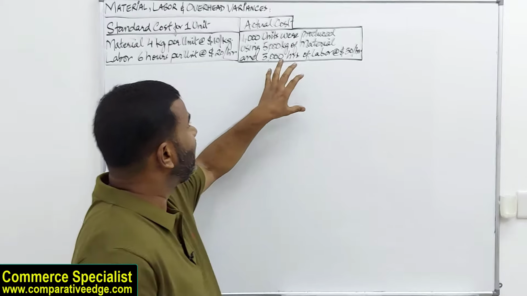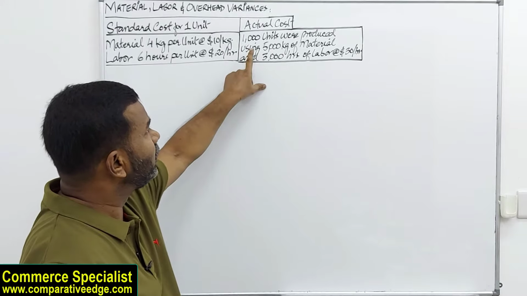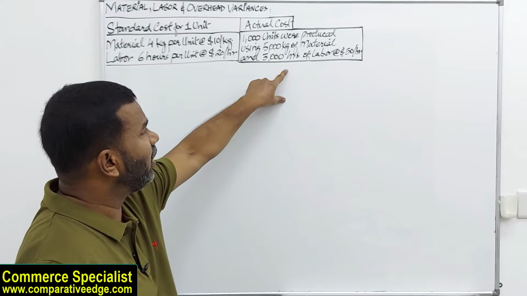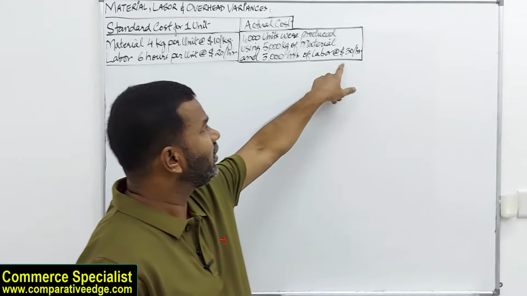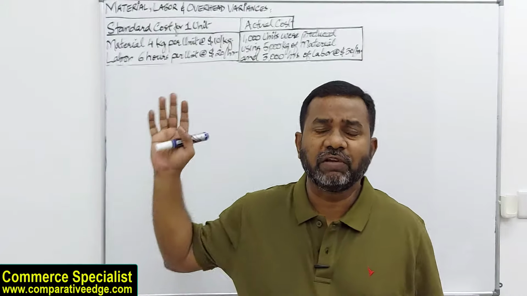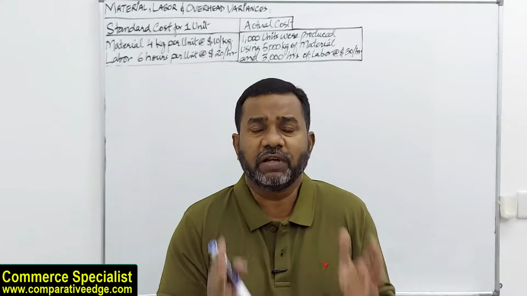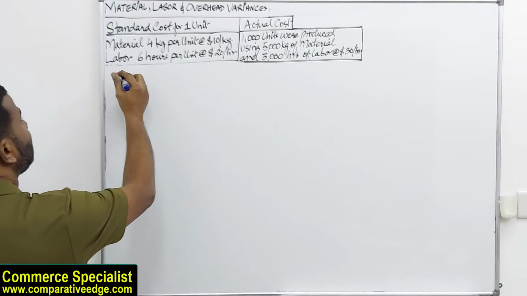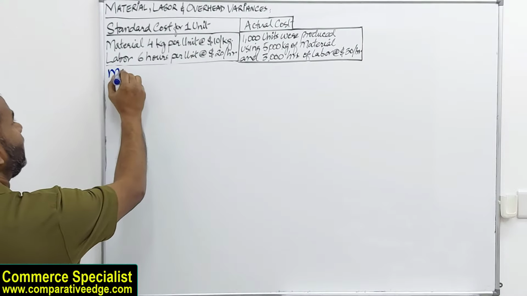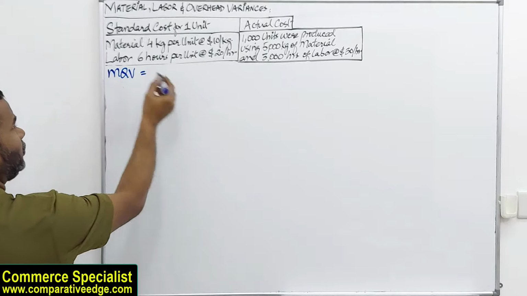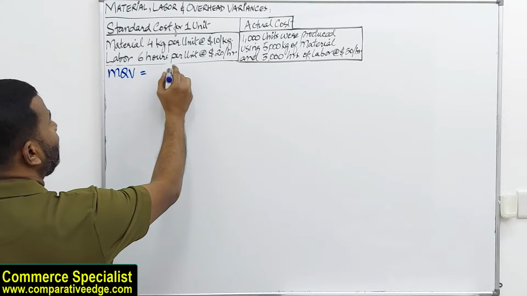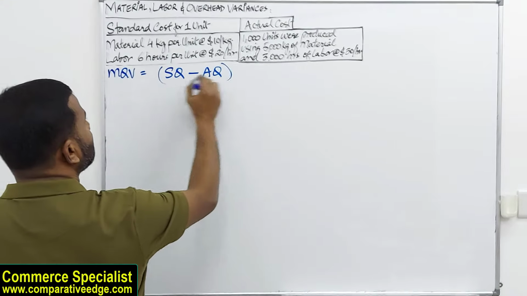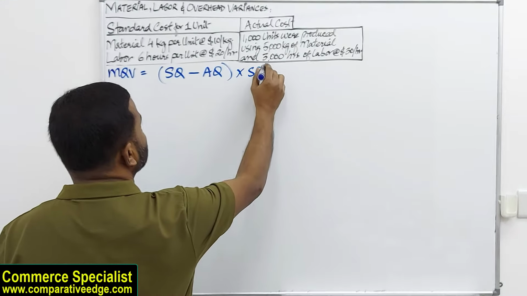We are also given the actual results. 1,000 units were produced utilizing 5,000 kilograms of material and 3,000 labor hours at $30 per labor hour. So for the given information, I am going to calculate 3 variances for material and 3 for labor. The very first variance for material which can be calculated is known as material quantity variance. The short form I am using is MQV. This formula is (standard quantity minus actual quantity) into standard rate per kilogram.